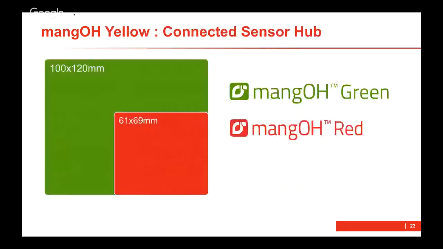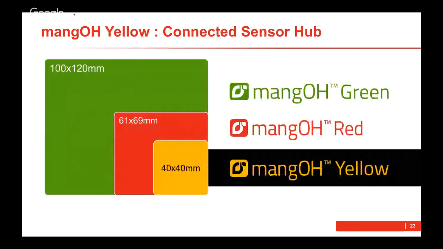Okay. So we launched the Mango Green in May 2016. We launched the Mango Red in September of 2017. And later next year, we'll be giving to the market the Mango Yellow platform. You can think of this as very focused on LTE-M and NB-IoT use cases.